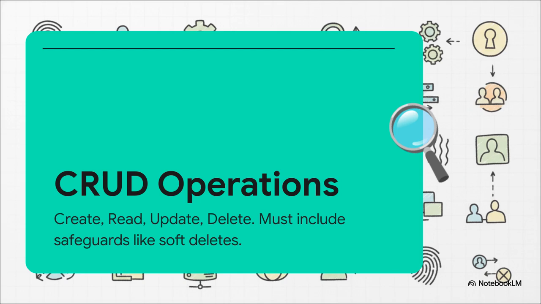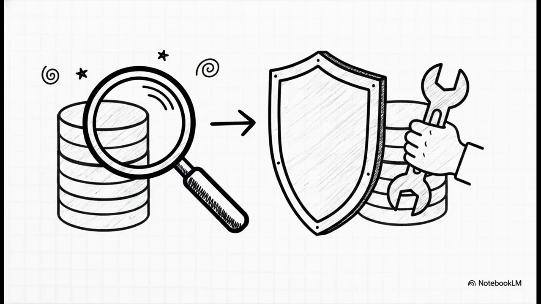You have to build in strict safeguards like validation, permission checks, confirmation prompts. And honestly, always use soft deletes over hard deletes. Make the system ask, you're about to deactivate this user and they will lose access. Are you sure you want to continue? That one simple prompt can literally save a business.